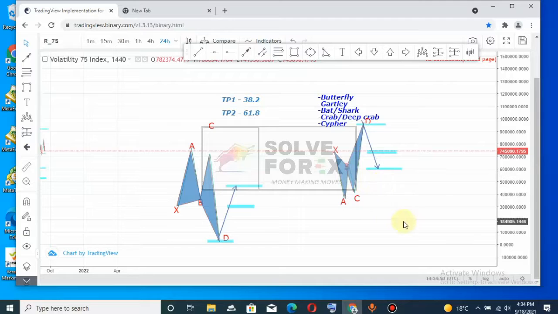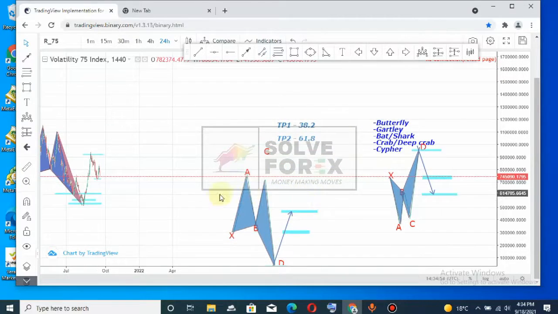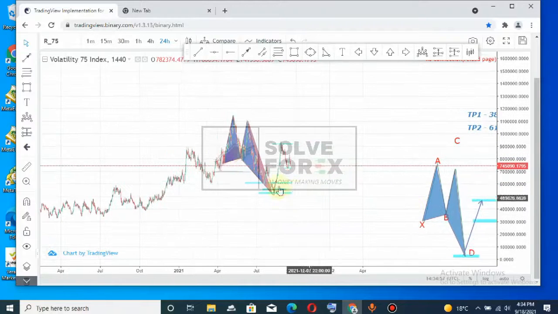This is the tool we use. This is a strategy we use at Solve Forex. Harmonic patterns are very powerful, guys. I'm gonna explain more on the last video I did, which I found a harmonic pattern right here.